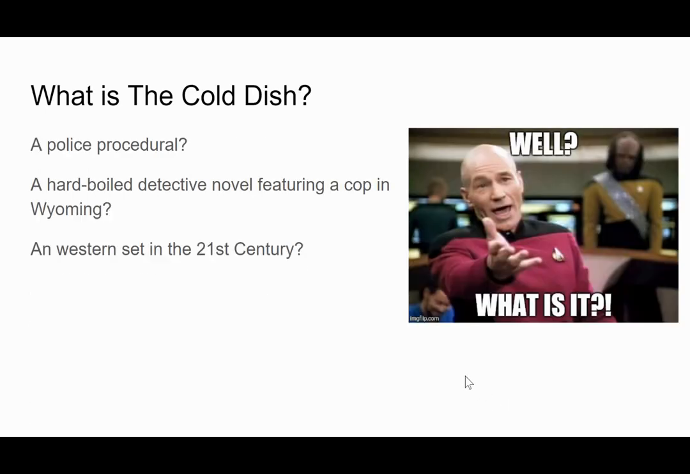Finally, what is the cold dish? Is it a police procedural? Is it a hard-boiled detective novel featuring a cop in Wyoming? Or is it a Western set in the 21st century? That's one of the things we need to be looking at as we get ready to go through and analyze this novel and think about what's happening in this novel.